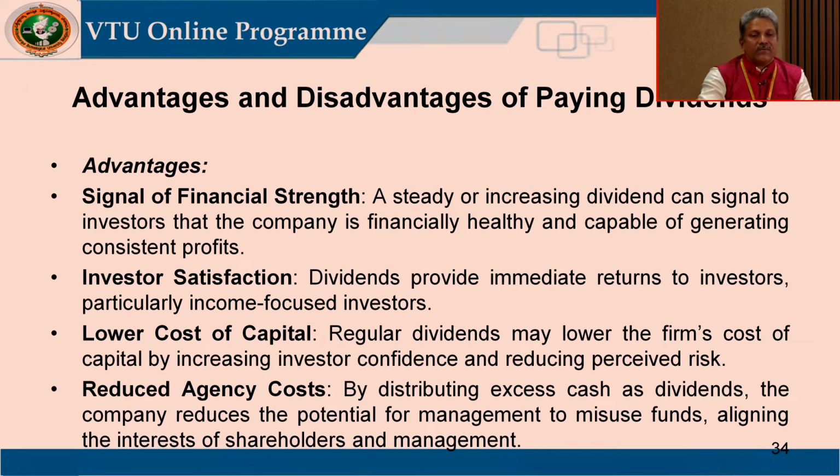Then another advantage is reduced agency cost. By distributing excess cash as dividend, the company reduces the potential for management to misuse funds. We have seen agency theory under theories of dividend. If excess funds are kept instead of being distributed as dividend, the managers are forced to invest that money. If profitable investment opportunities are not there, or they do not get sufficient time to evaluate various investment opportunities, they end up investing that money in some opportunity, and often it may not generate much benefit for the company. So, that is what reduced agency cost means: payment of dividend reduces the agency cost.